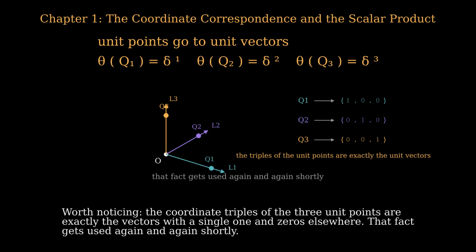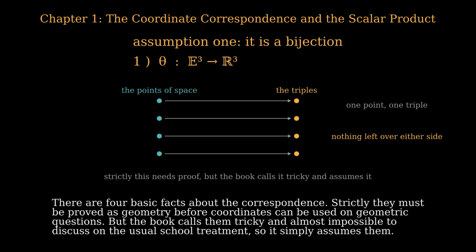Worth noticing, the coordinate triples of the 3 unit points are exactly the vectors with a single 1 and zeros elsewhere. That fact gets used again and again shortly. There are 4 basic facts about the correspondence. Strictly, they must be proved as geometry before coordinates can be used on geometric questions. But the book calls them tricky and almost impossible to discuss on the usual school treatment, so it simply assumes them.